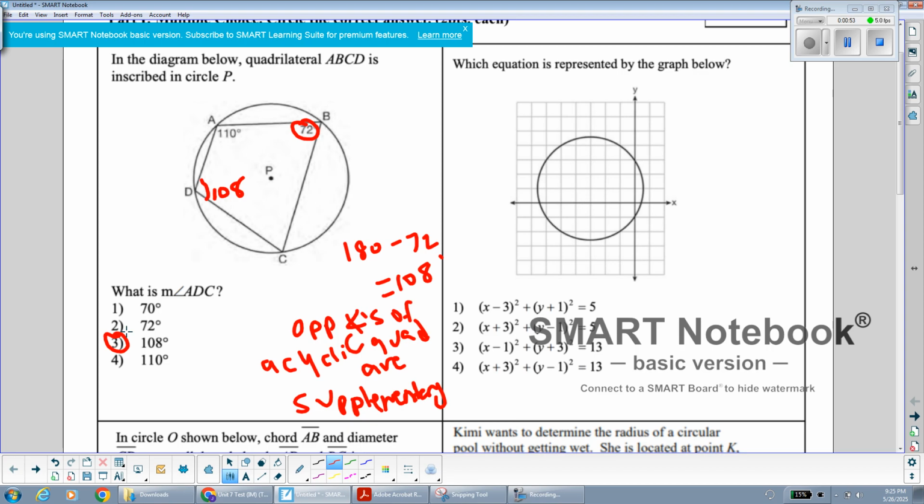Okay. For the next one, we need two things to write the equation of a circle. We need the center and we need the radius. Remember, the center is h comma k and the radius is r squared. So the center of the circle is the point right over here, -3, 1.